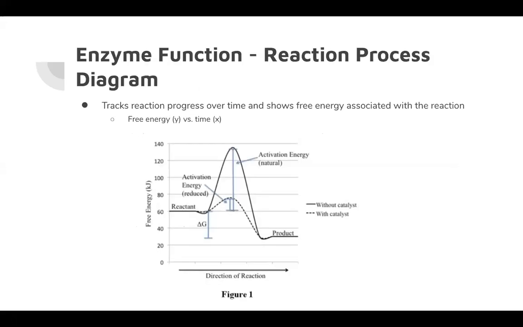Sure. So if you look at the solid line, that's without an enzyme. You can see that that curve is much higher, that peak. And then if you look at the dotted line, that's with an enzyme. It says catalyst on it, but the catalyst is your enzyme. That difference makes the reaction happen faster because less energy is needed for the reactants to reach the transition state when you have an enzyme.